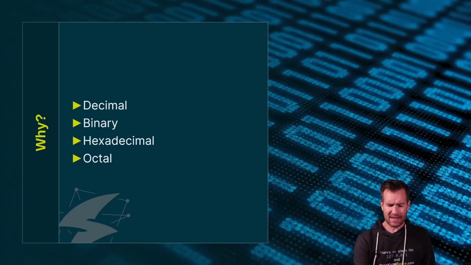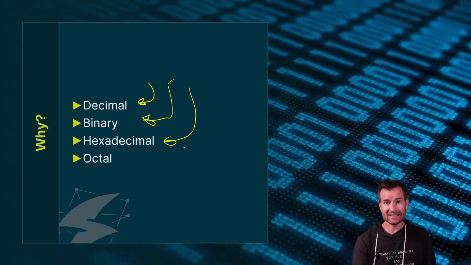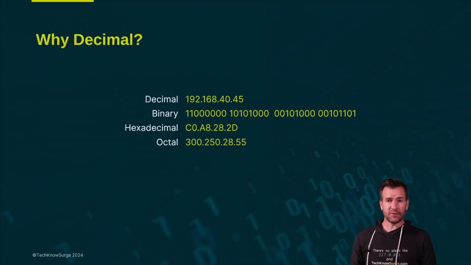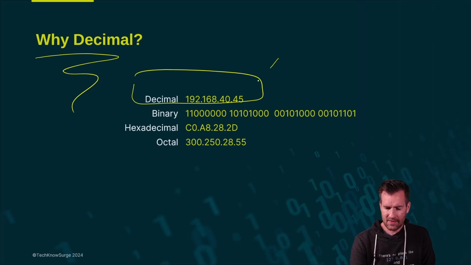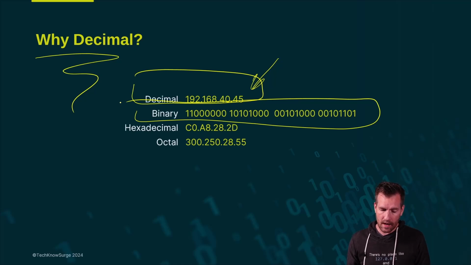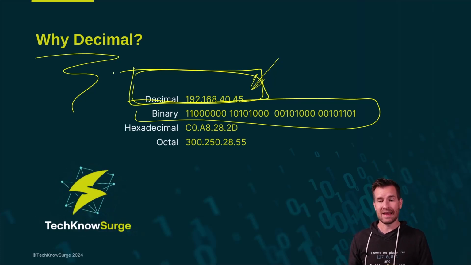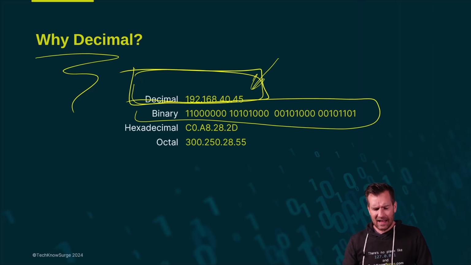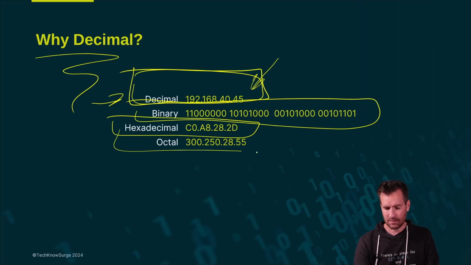One question that comes up is why would we want to use decimal versus binary, hexadecimal, or octal? Let's first answer the question, why decimal? The answer is pretty straightforward. It's what we're used to using. In decimal format, this is much easier to read than a binary number. For binary, I'd have to say 11000000, and so on and so forth, and it would get really monotonous, really quite crazy. It's much easier to say 192.168.40.45. This is an IP address, so it's a little easier to say than hexadecimal or octal format.